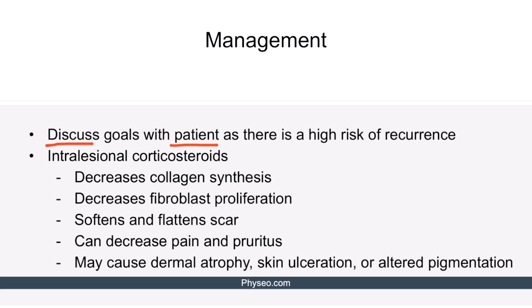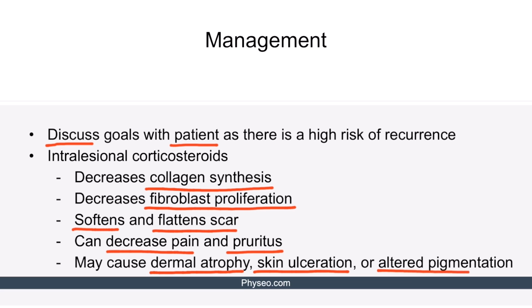Well, those steroids actually lead to decreased collagen synthesis and decreased fibroblast proliferation, which can in turn soften and flatten the scar. In addition to helping with the appearance of the scar, steroids can also help decrease the pain and the pruritus that are associated with that keloid formation. One thing to keep in mind, however, is that corticosteroids can lead to dermal atrophy and even ulceration of the skin or altered pigmentation of the area where you've injected it.